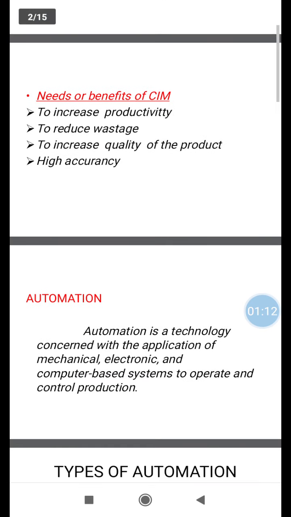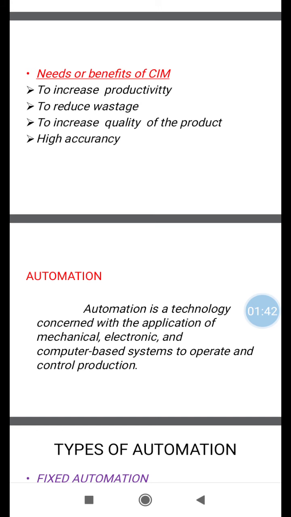Next, the next concept of CIM is automation. You already know automation technology, which is an upgraded version of manufacturing. In automation, what are the advantages compared to the different types of manufacturing process? Let us see the definition of automation. Automation is a technology concerned with the application of mechanical, electrical and computer based systems to operate and to control production. It is related to the manufacturing process, which directly controls the manufacturing operation with high technology. That is automation.